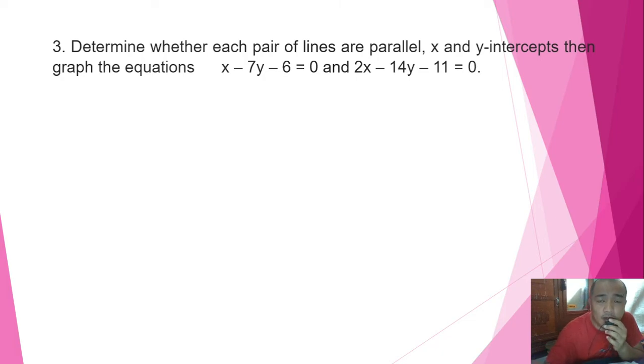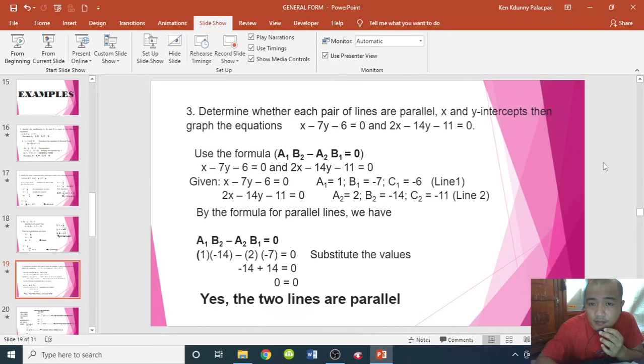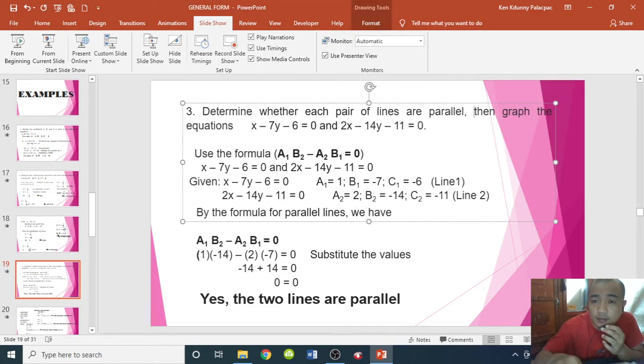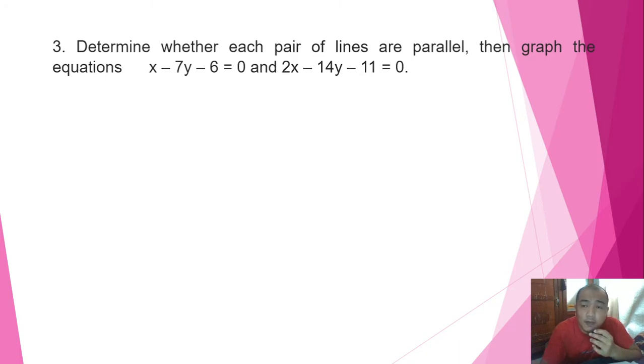Number 3. Determine whether each pair of lines are parallel. Then graph the equations. Okay, I think this is not included. Determine whether each pair of lines are parallel, then graph the equations. x minus 7y minus 6 equals 0 and 2x minus 14y minus 11 equals 0.